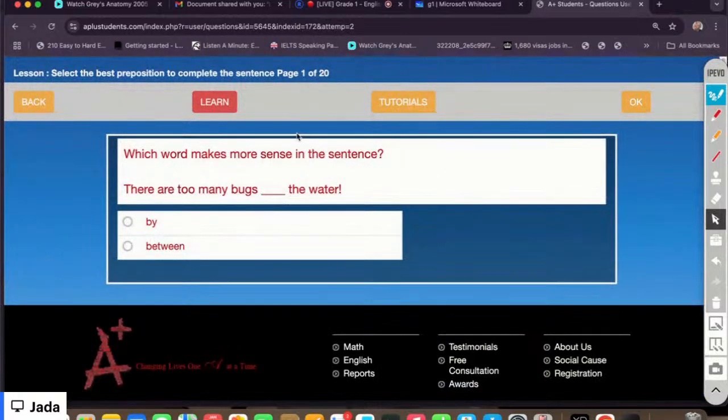There are too many bugs dash the water. So is it by or between? You have to choose the right preposition here. So what is the right preposition? You can look at this and tell me, is it by or between? So there are too many bugs by, between. What is the right one? So look at this and tell me. So what is the right answer here? What's the correct preposition? By or between? If you know, you can tell me.